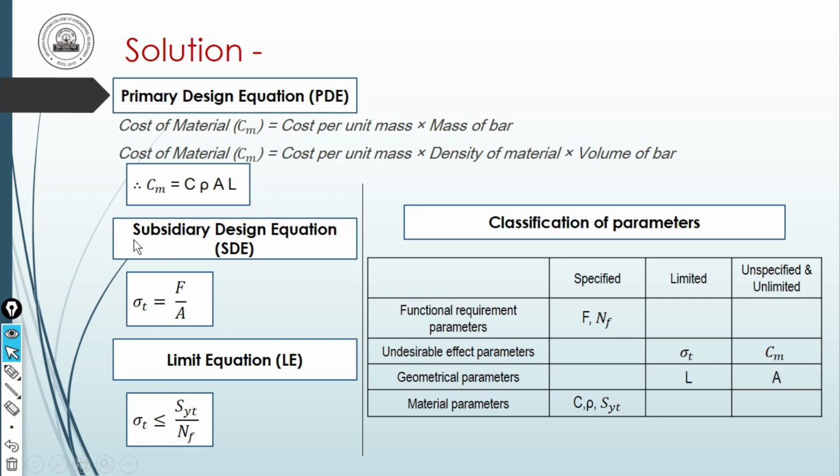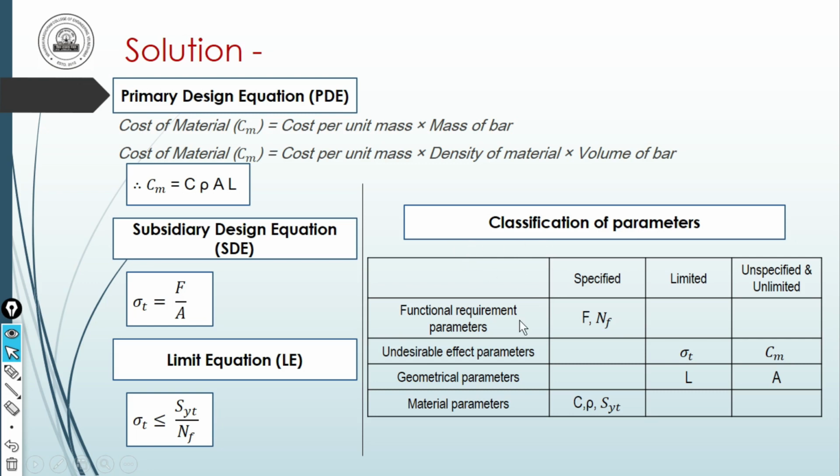Then next step is subsidiary design equations, that is SDE. Now we know that sigma T, that is tensile strength, is nothing but your force upon area, so that becomes our SDE. Then limit equation. So limit equation here is again sigma T less than or equal to yield strength upon factor of safety, which is given by NF. Now we'll classify the parameters.